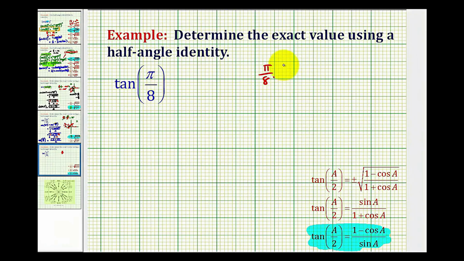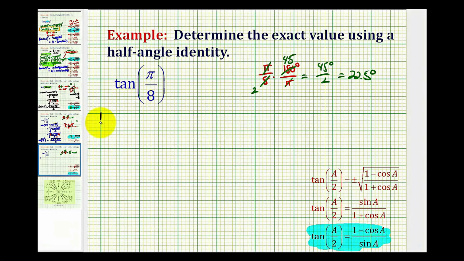So we'll multiply by 180 degrees divided by pi. So notice how the pi's simplify out. 8 and 180 have a common factor of 4. There's 2 4s in 8, and there's 45 4s in 180. So this gives us 45 degrees divided by 2, or 22.5 degrees.